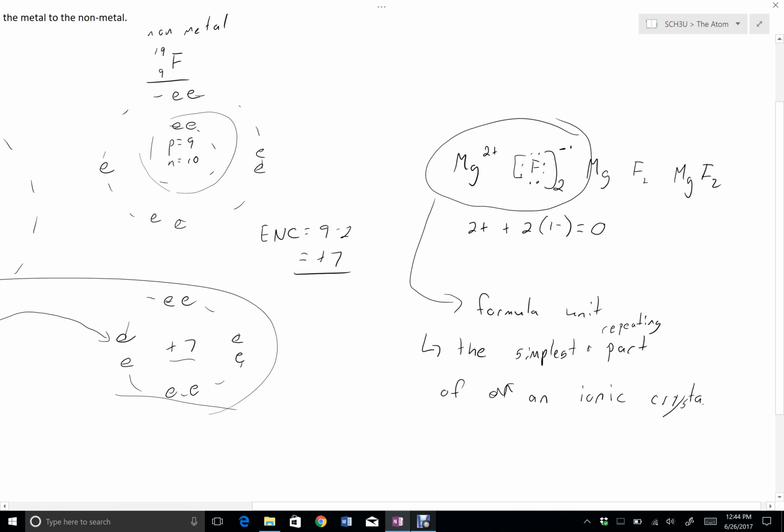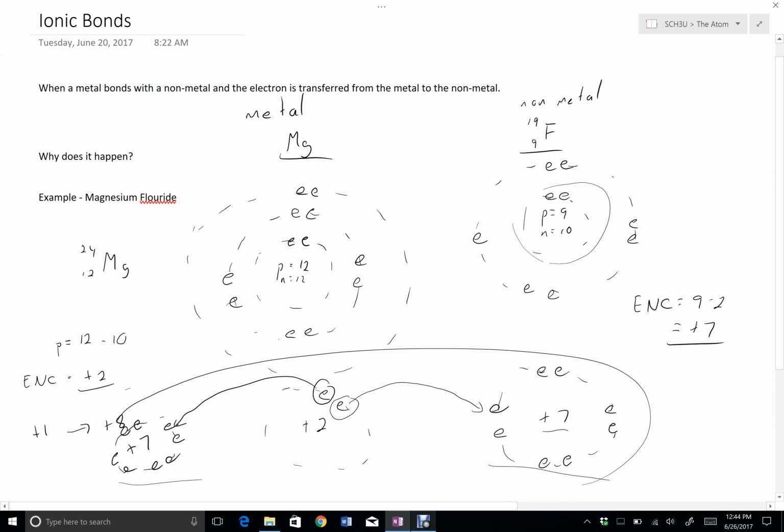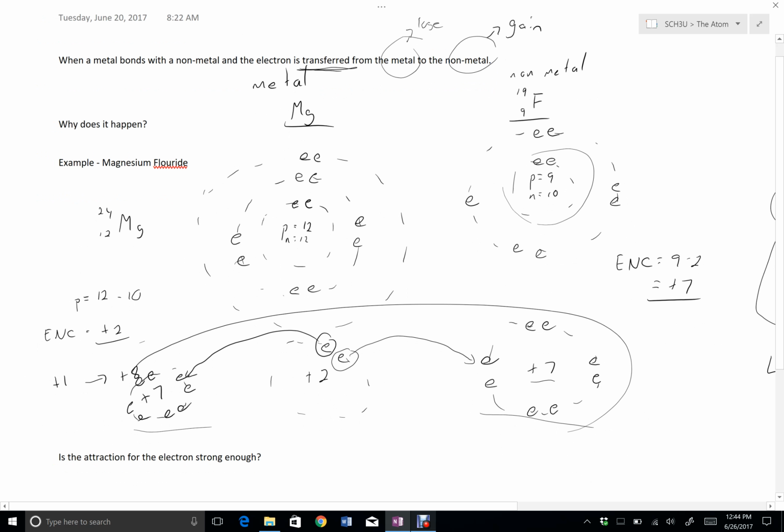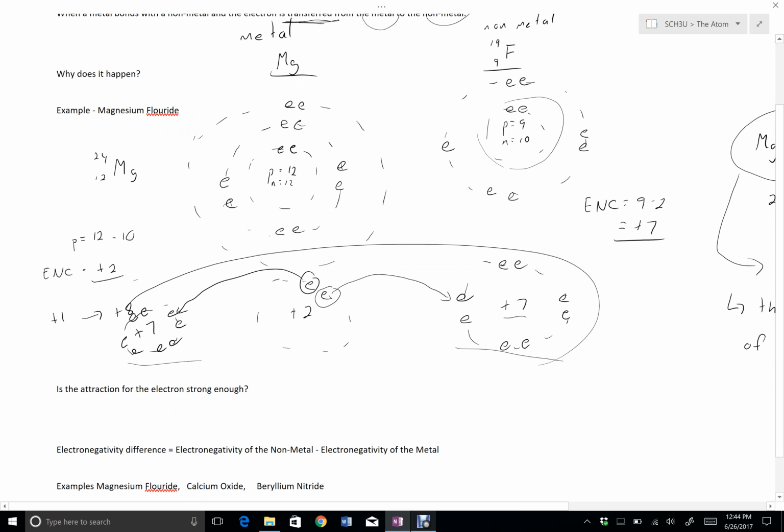So that's the simplest part of an ionic crystal, the formula unit. Now, that assumes that fluorine is strong enough to rip these electrons all the way from magnesium, so the electron is transferred. That's what makes this an ionic bond, and that's why it typically takes a metal and a non-metal. It takes somebody who's willing to lose the electron, and somebody who's interested in gaining the electron.